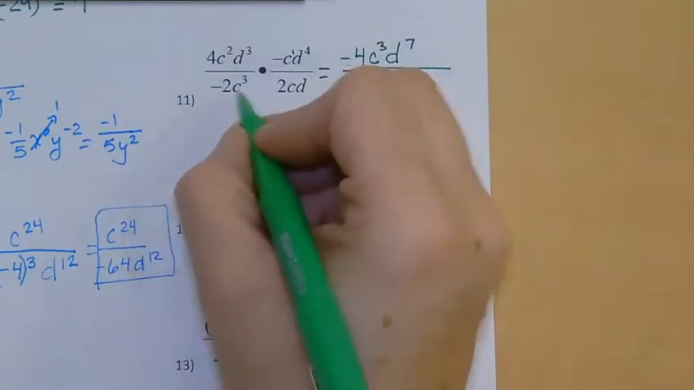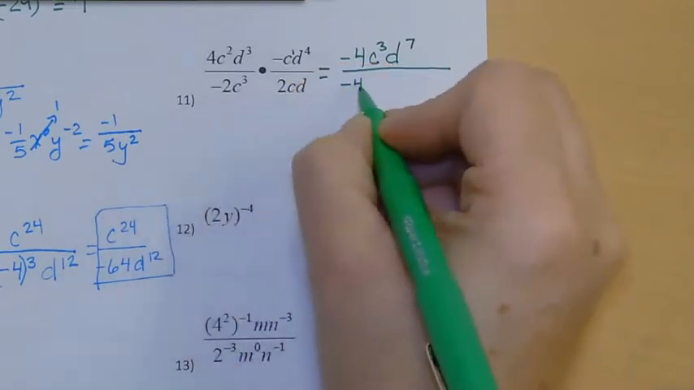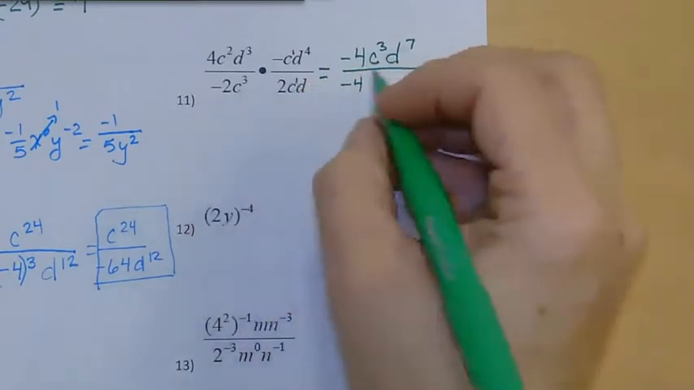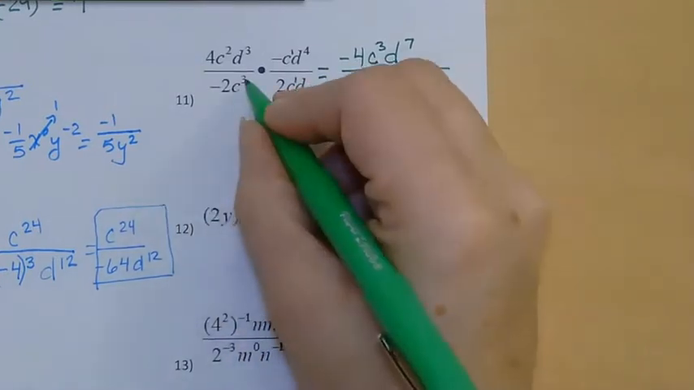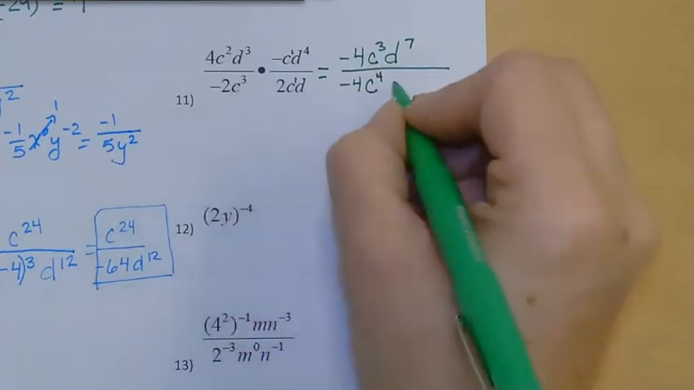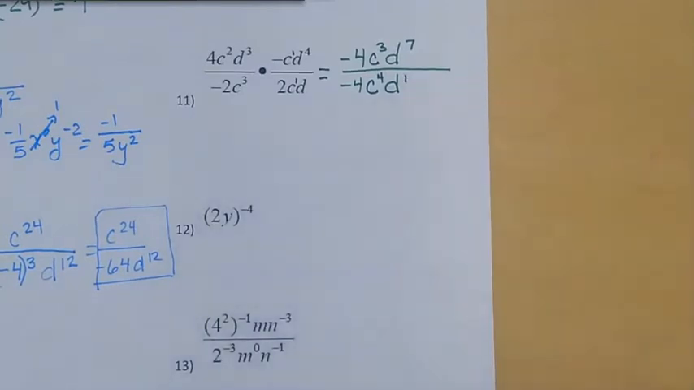In the denominator, I can multiply these coefficients. Negative 2 times positive 2 is negative 4. C cubed times c to the invisible 1 is going to be, keep my base c, add 3 plus 1, I have 4, and then d just stays d. This is d to the positive 1 if I want to see an exponent.